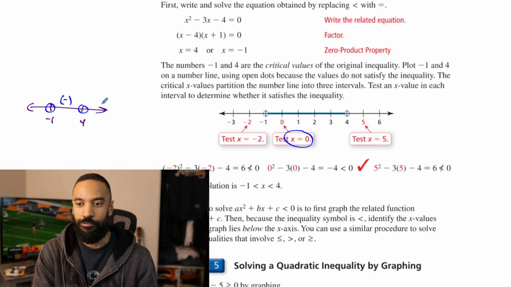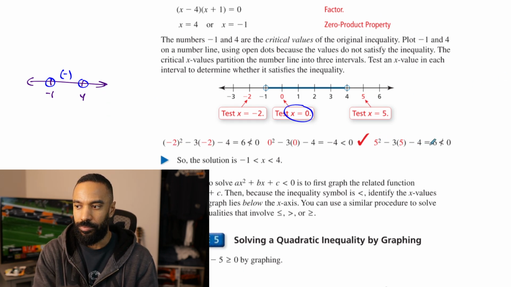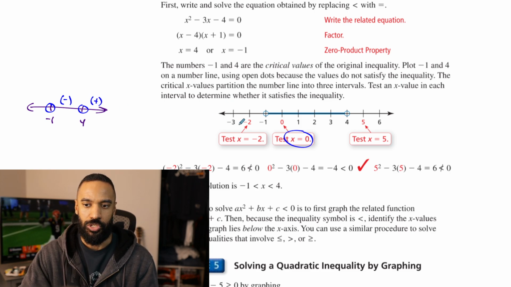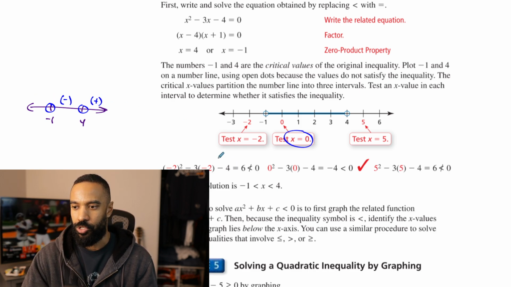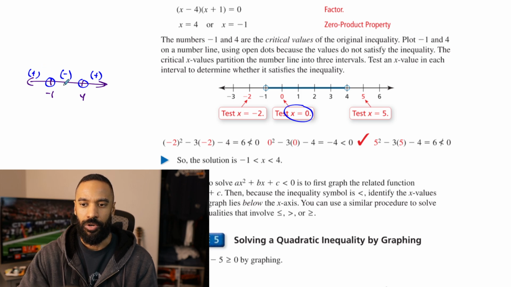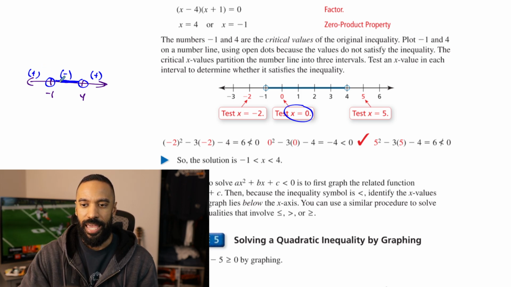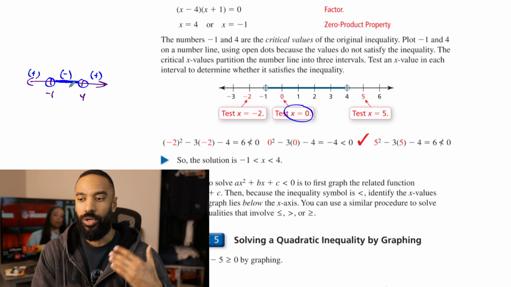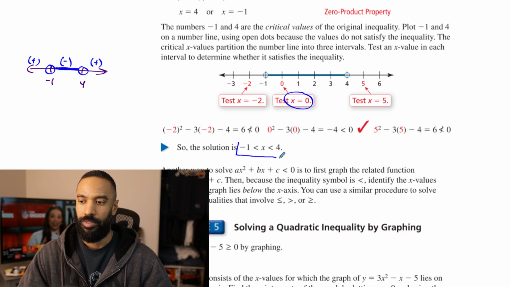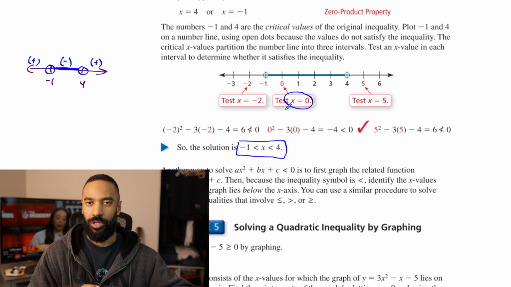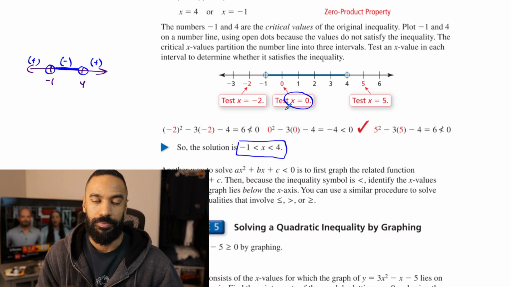If you test something greater than 4, such as 5, which they did, they plug it in, they get 6. 6 is a positive number. That's not less than 0. And they try a number like -2 to the left of -1 over here. They also got a positive number, 6, which is also not less than 0. So only between -1 and 4, exclusive, right, not including -1 and 4, will you actually get values out that will be less than 0 by plugging those in for x.